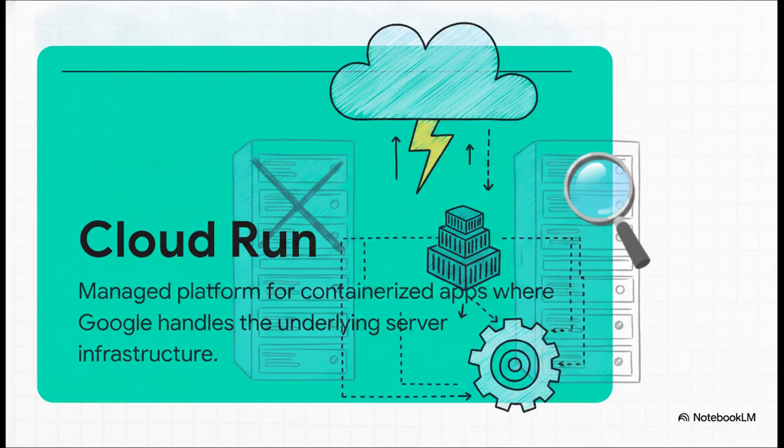You package your application, its code, its dependencies, and the runtime into a neat little container. Because the app is packaged consistently, it behaves exactly the same across every environment. From there, Google provisions and maintains the underlying server infrastructure. You get to focus purely on your code, they focus on the hardware.